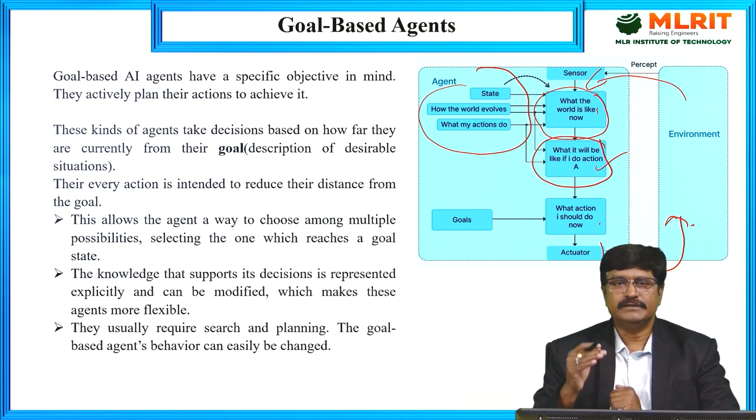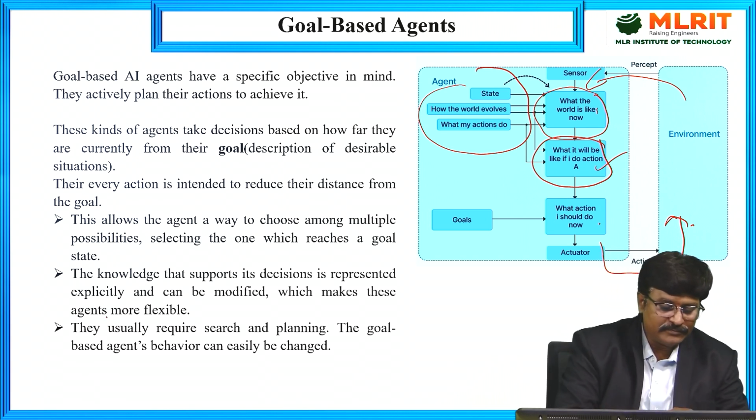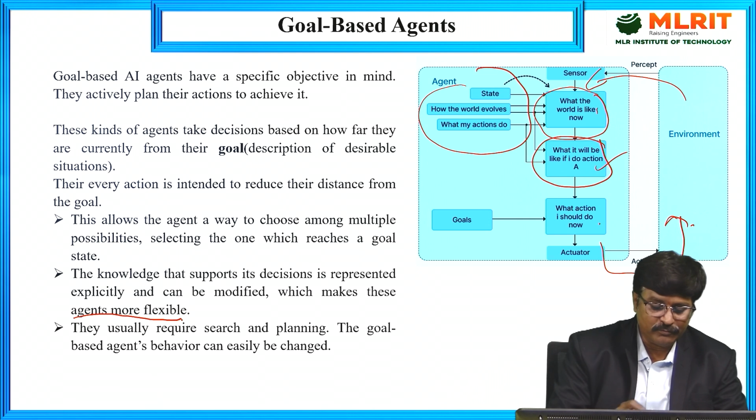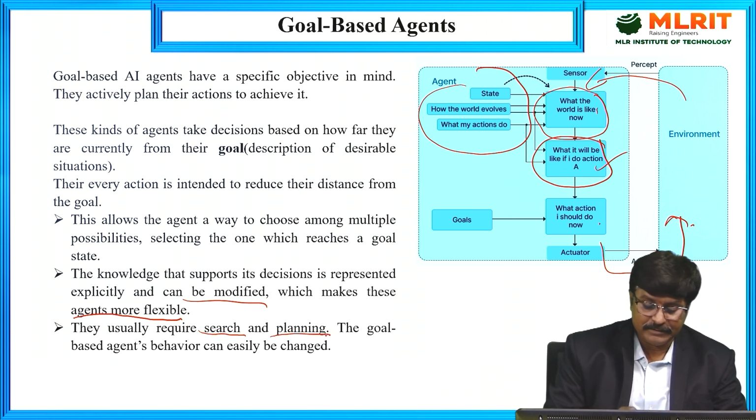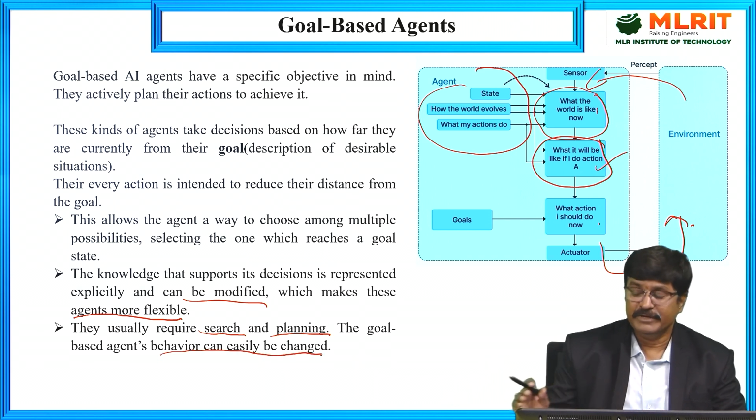The knowledge that supports its decision is represented explicitly and can be modified, which makes these agents more flexible as compared to the previous ones, because dynamically, based on the environment conditions, it adapts to new situations. They usually require search and planning. The goal-based agent's behavior can easily be changed based on how far the distance from the goal is.